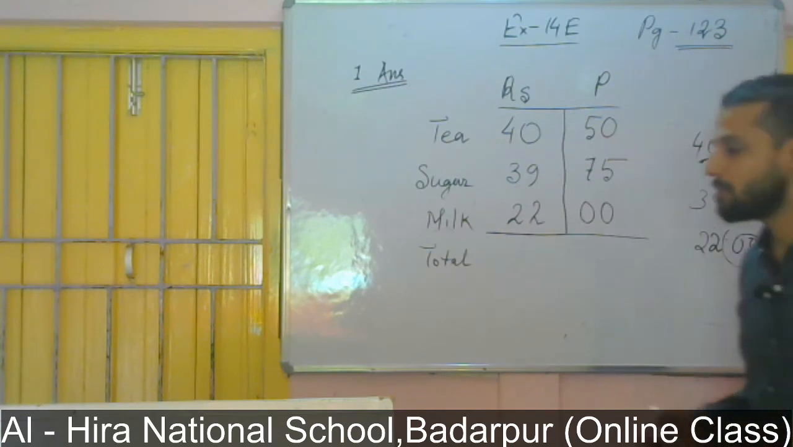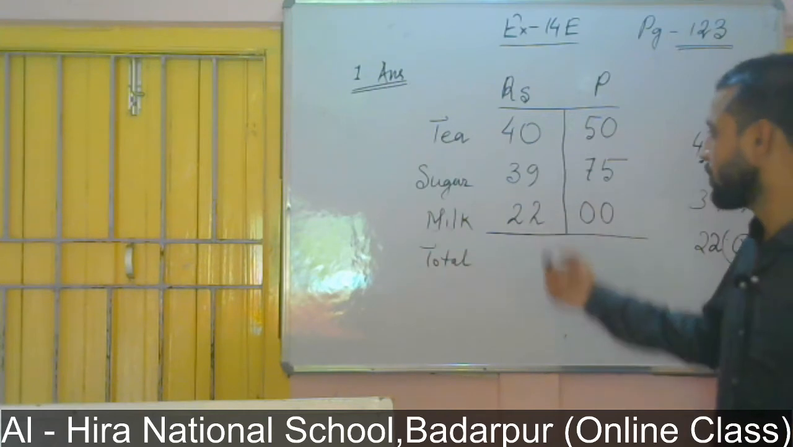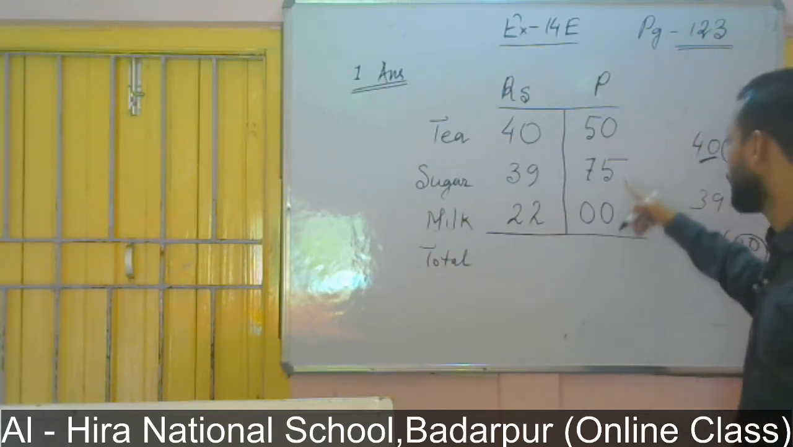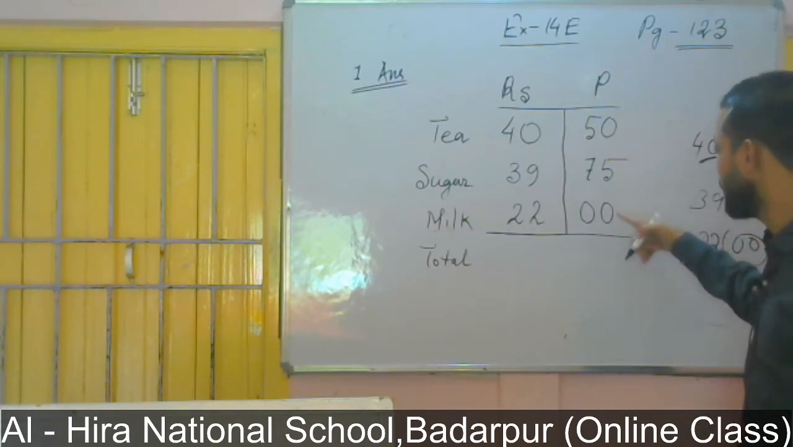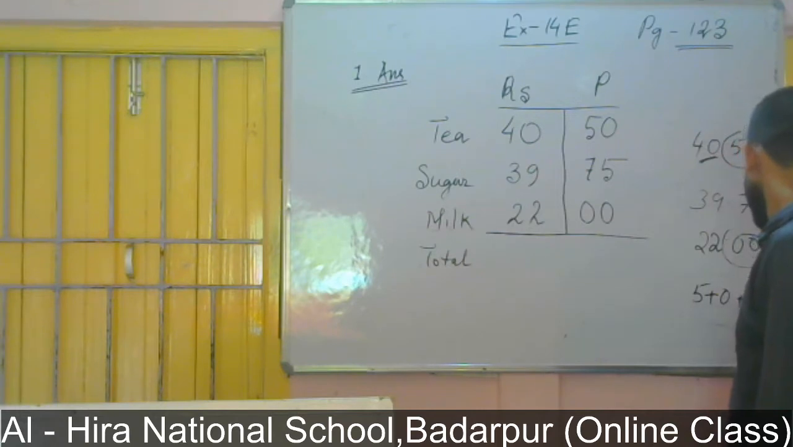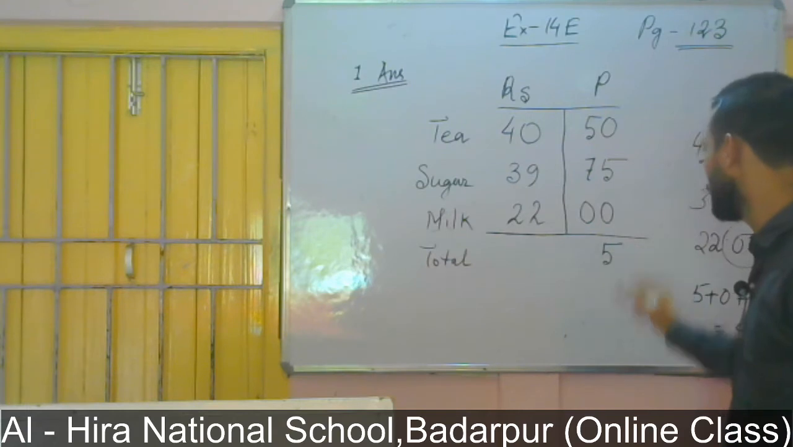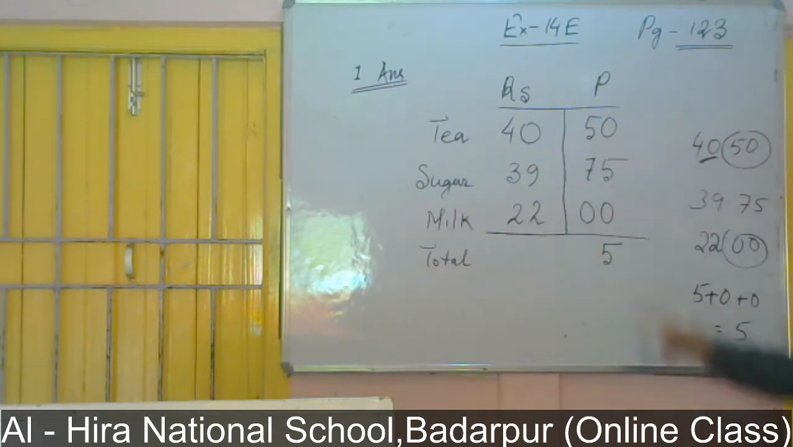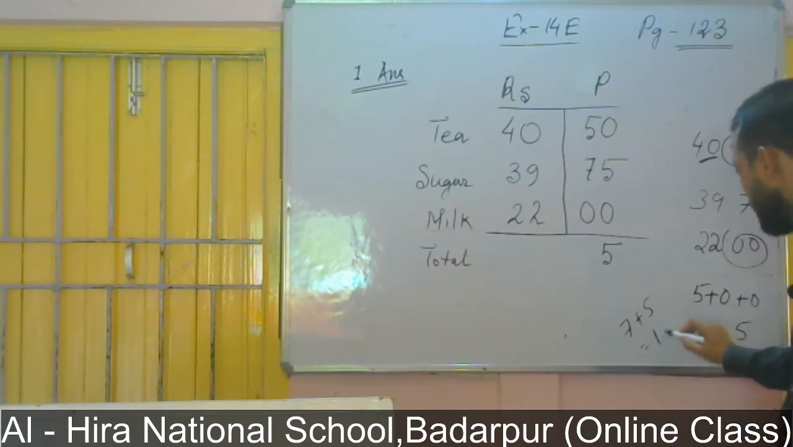Total means add. After adding, whatever the result will come, that will be the price of tea, sugar and milk. So here you see, in this line you can see 5, 0 and 5. 5 plus 0 equals 5. So here we will get 5. Next you see 7 plus 5. 7 is the greater number here. 7 plus 5 equals 8, 9, 10, 11, 12. So we will get 12 here.